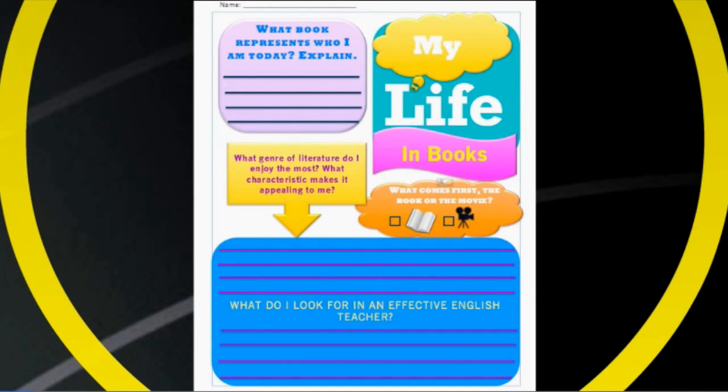Now on our orange thought bubble off to the right, it says, what comes first, the book or the movie? And this is kind of where you get the feeling of who are the true readers for pleasure and who are the students who just read because they're required to. And then lastly, I always like to find out what my students look for in an effective English teacher. What do they want from me? Because as an educator, if we can meet some of those expectations that the students set for us, they'll respect us more in the end.